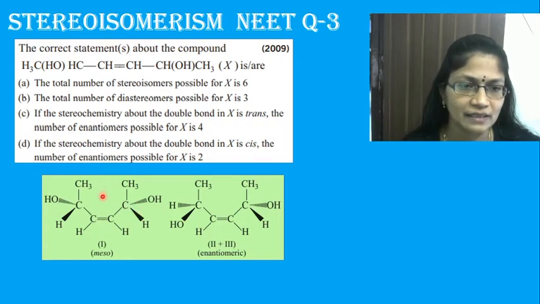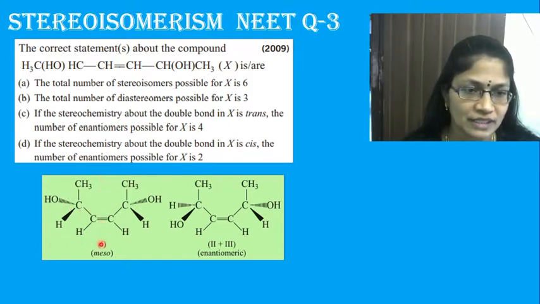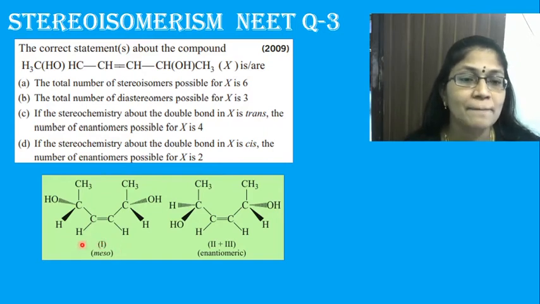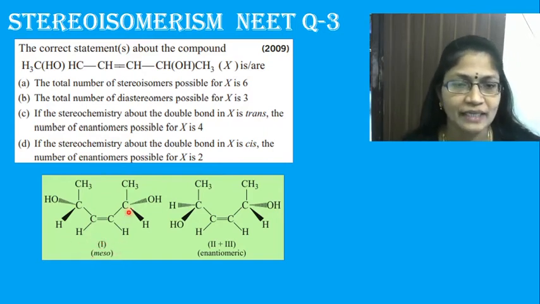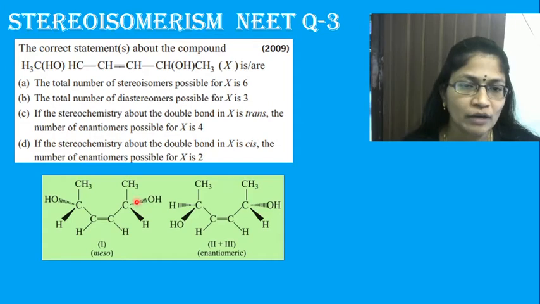See here, if you draw a line over here, the plane of symmetry is there, so this compound has a plane of symmetry and both sides are identical, so it's a meso compound. If there is any plane of symmetry for the compound, then it is a meso compound. And if you change any one of these two, whether here or here, here they have mentioned over here, so we will take this carbon.